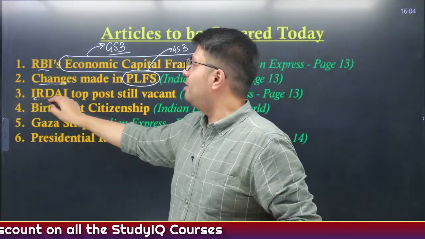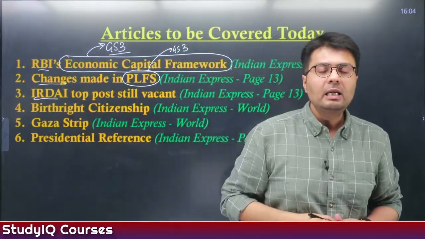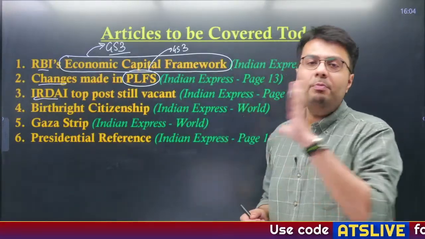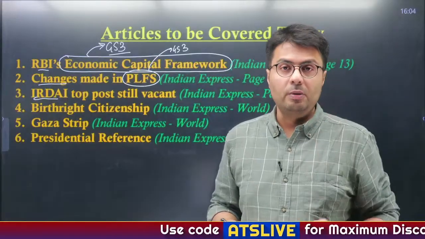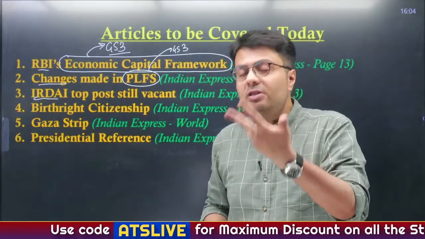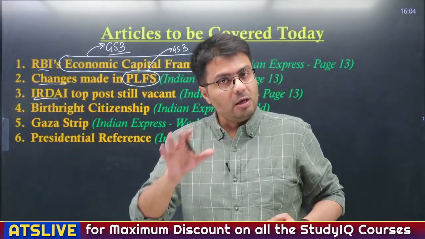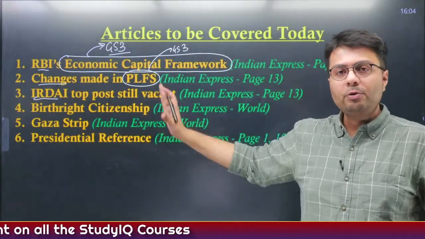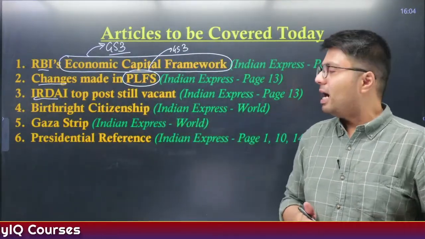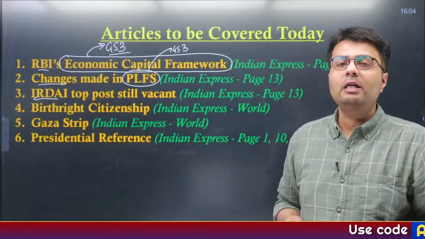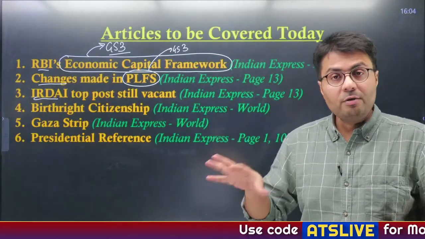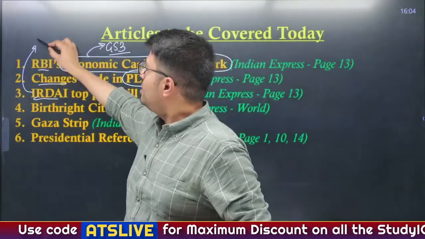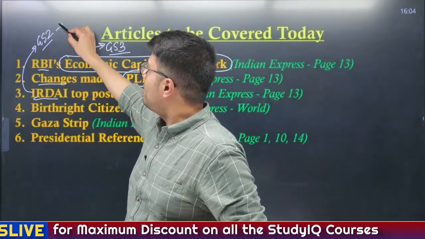In the third article, we'll be covering the insurance sector regulator, that is Insurance Regulatory and Development Authority of India, because the chairman post of IRDAI has been vacant for the last 2 months. And despite the government having initiated the process of appointing a new chairman, one is still not appointed. So we'll try to understand the procedure, how the government appoints the IRDAI chief, and why it is important for the insurance sector regulator to have a chairperson every time. Similarly, this is relevant from GS paper 2 perspective because it deals with a regulatory body.